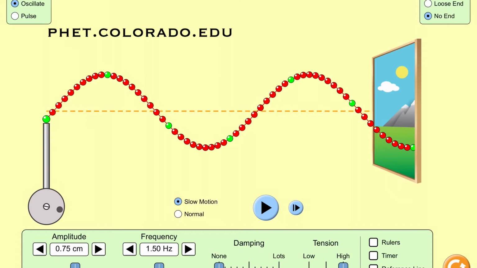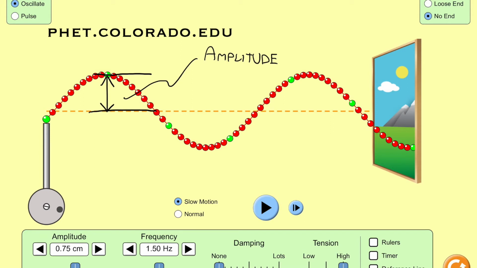Now, the individual beads on the string, notice they only go to the same maximum distance above the dotted line, we call that the peak, or below it, we call that the trough. The distance when you measure it from the dotted line to the peak, or from the dotted line to the trough, is called the amplitude of the wave.